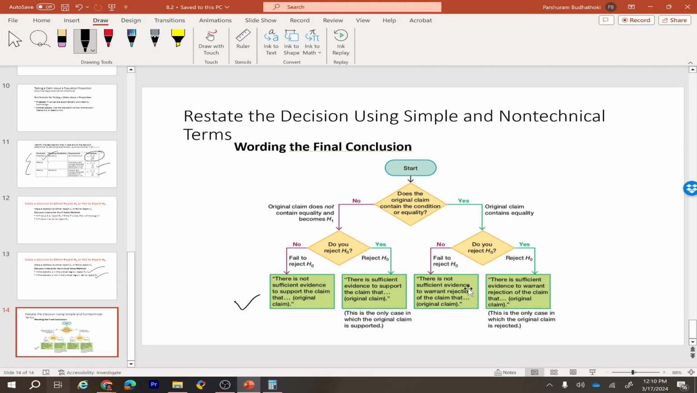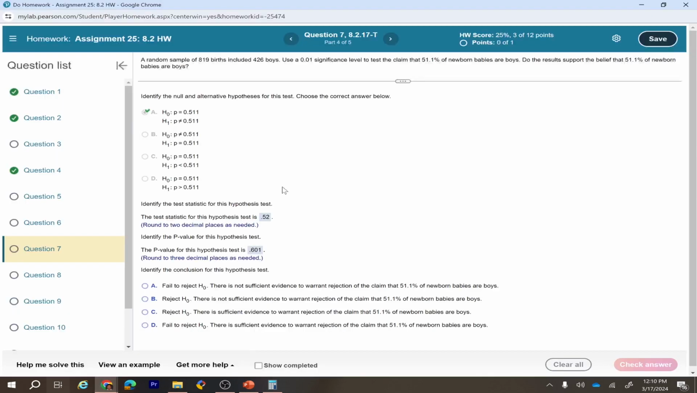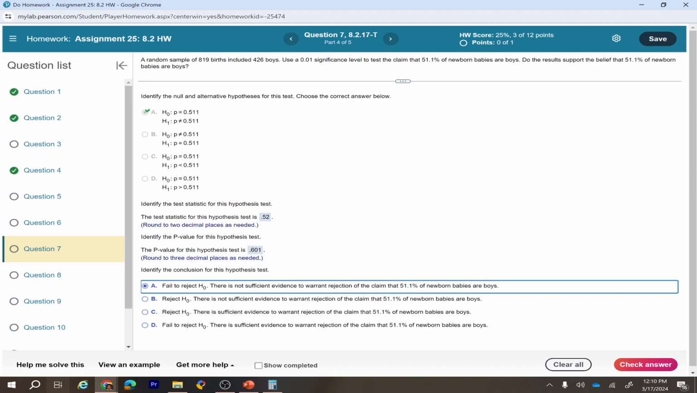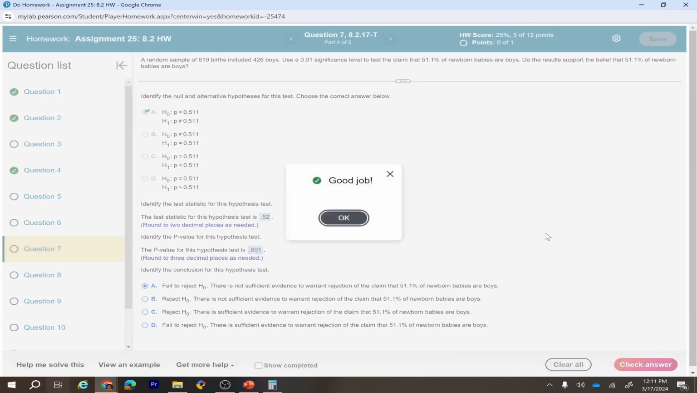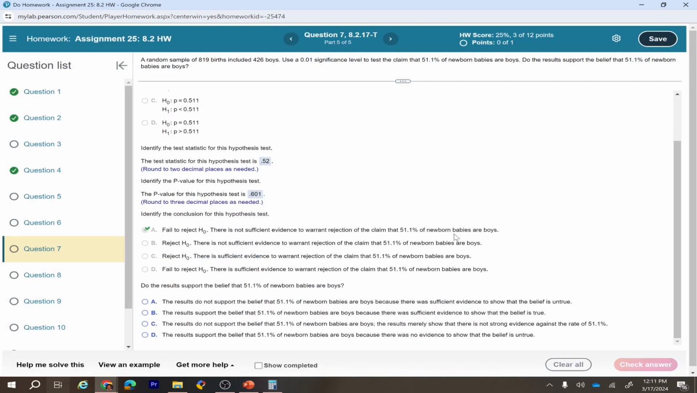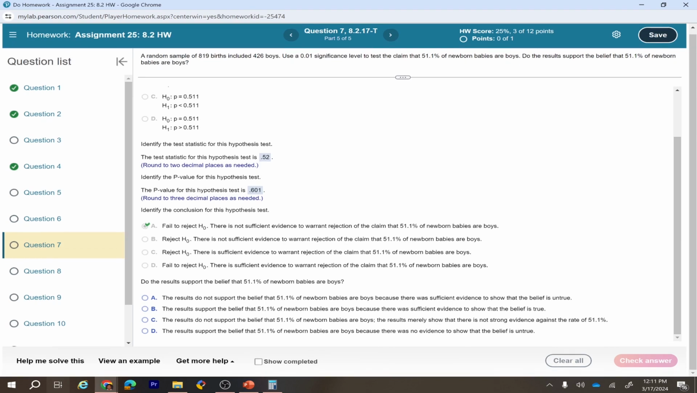There is not sufficient evidence to warrant the rejection. So fail to reject, and there is not sufficient evidence to warrant the rejection of the claim that 51.1% of the newborn babies are boys. Now, what does it mean? If you fail to reject this hypothesis, does it mean that 51.1% of the babies are supposed to be boys? No, it doesn't mean that, but it failed to reject the hypothesis. So when you try to select this information, does the result support the belief that 51.1% of the newborns are boys? This is not the case.